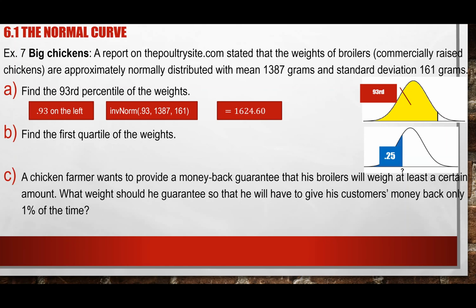So the first quartile is basically the same as a quarter. The first quarter is basically 25, and again, quartile or percentile is the same. It basically tells you the area to the left.